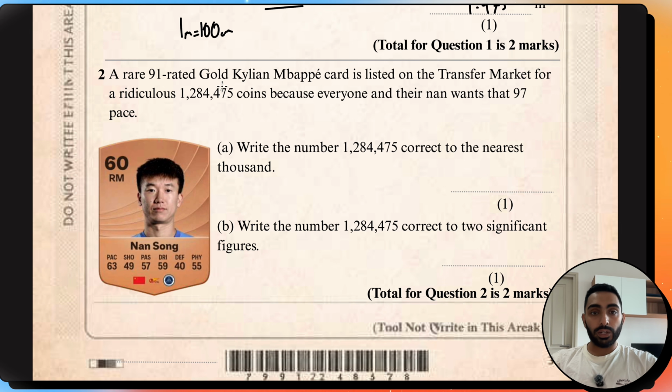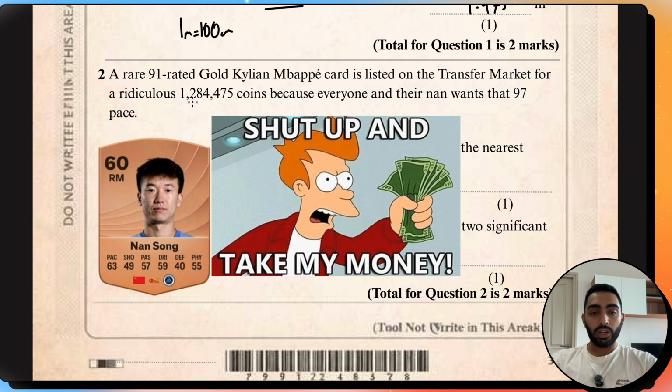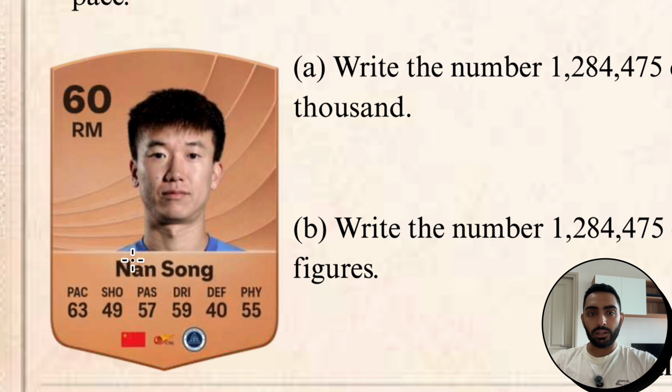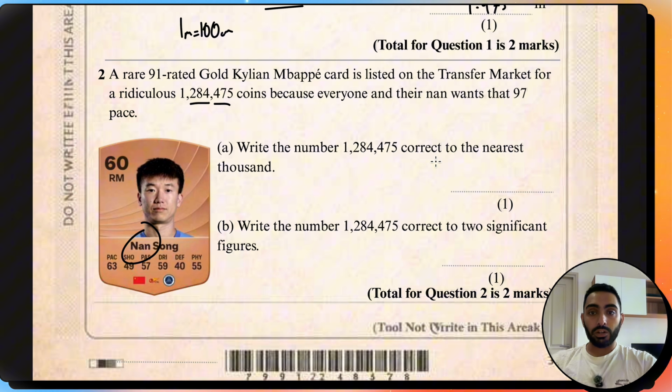Question 2. A rare 91 rated gold Kylian Mbappe card is listed on the transfer market for a ridiculous 1,284,475 coins because everyone and their nan wants that 97 pace. Write the number correct to the nearest thousand.